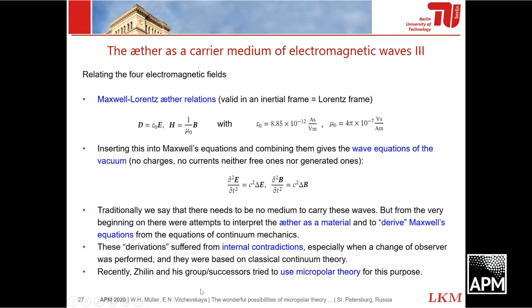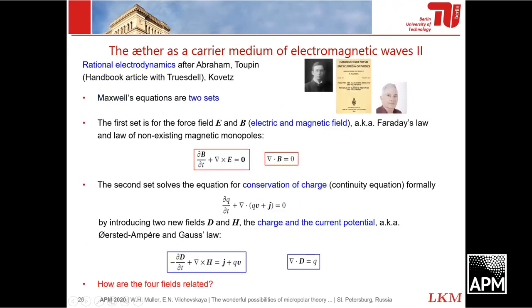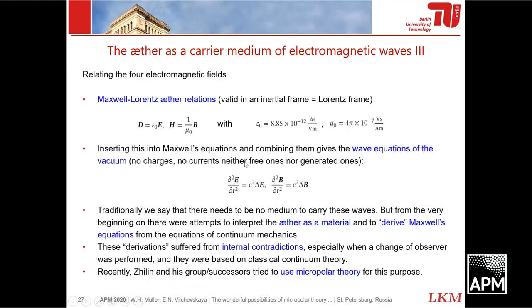The answer in rational theory of electromagnetism is, well, they are related by the so-called Maxwell-Lorentz ether relations. These are valid only in a simple form in an inertial frame, in a Lorentz frame. And they are simply proportional. And we have two constants of proportionality, which I'm sure you know, these electrical and magnetic permittivities. Now, if we take this, and if we take that, and if we take the red set, what we get is wave equations. Wave equations for the vacuum.